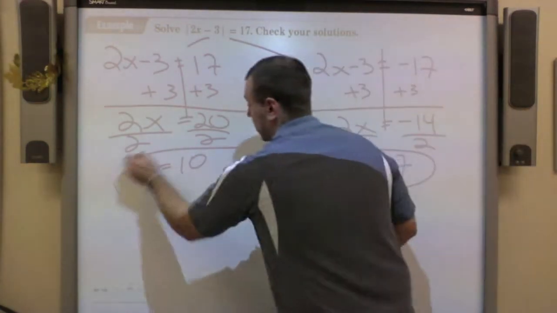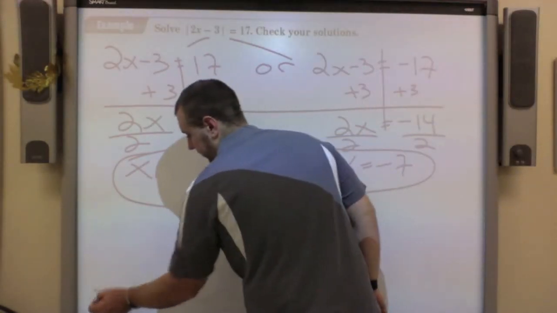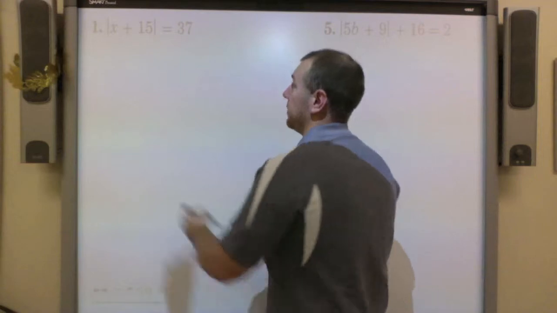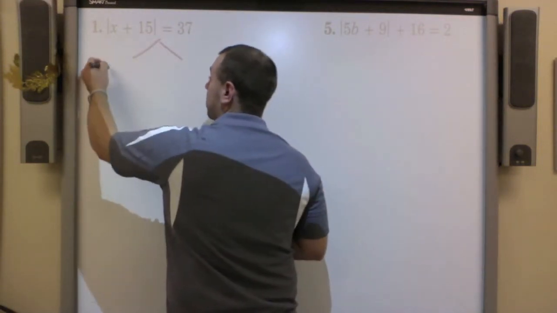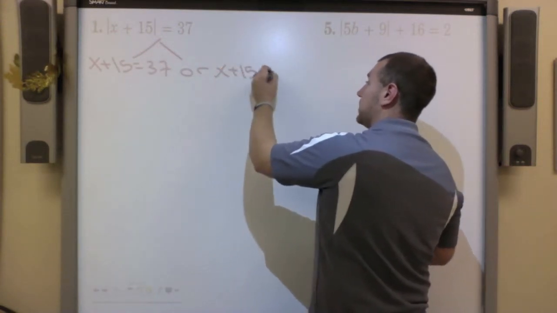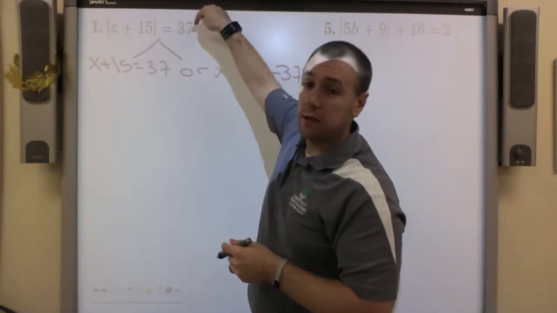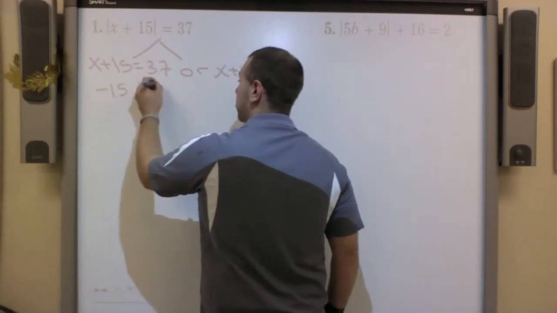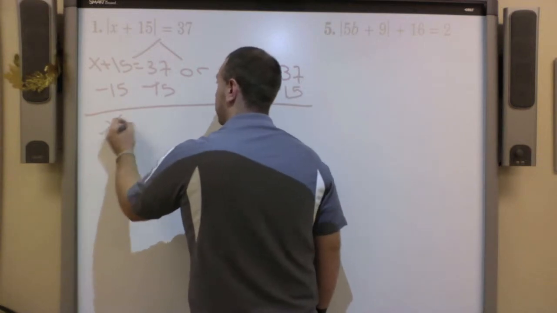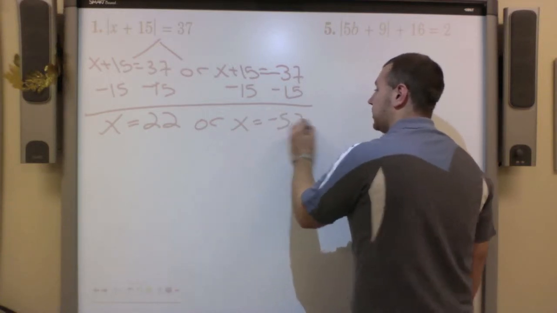So there's 2 different numbers. And the trick is to split it at the top before you start solving. Another example of that are simple ones like this. So absolute value of x plus 15 equals 37. I split it into its 2 cases. x plus 15 equals 37, or x plus 15 equals negative 37. I never change anything inside the parentheses, or the absolute value. I only change the number out here. Subtract 15. x equals 22, or x equals negative 52.